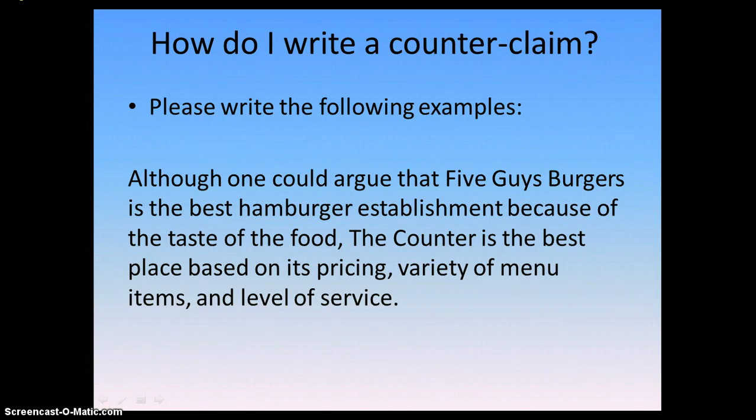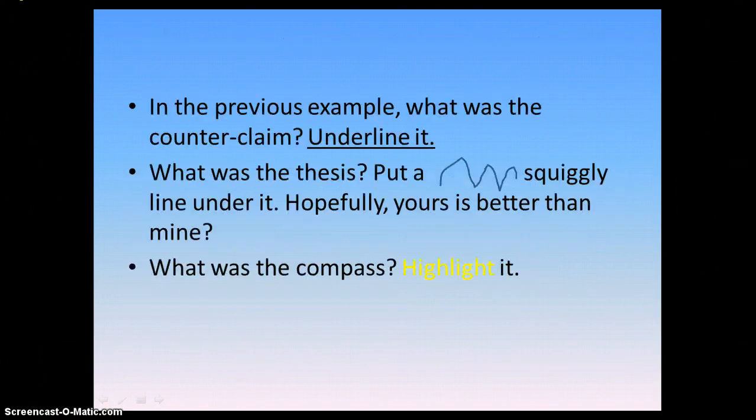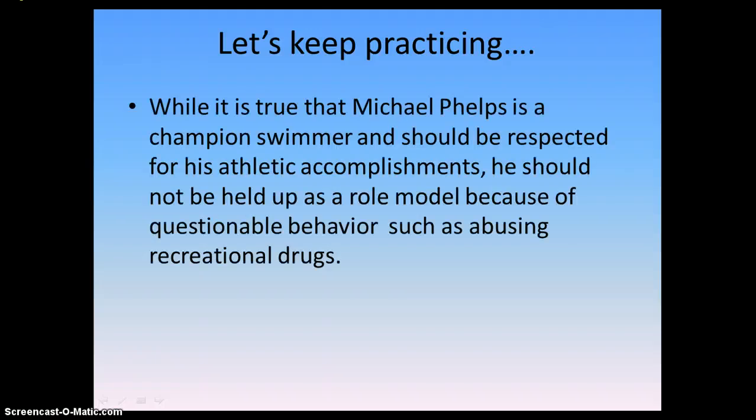We're ready to move on to the next example, so I'm just going to scroll through really quickly. You're going to copy this down. While it is true that Michael Phelps is a champion swimmer and should be respected for his athletic accomplishments, he should not be held up as a role model because of questionable behavior, such as abusing recreational drugs. So this is the time for someone to pause this slide while you copy it down, and then you're going to go through the same steps as before. You will underline the counter-argument, put a squiggly line underneath the thesis, highlight the compass.